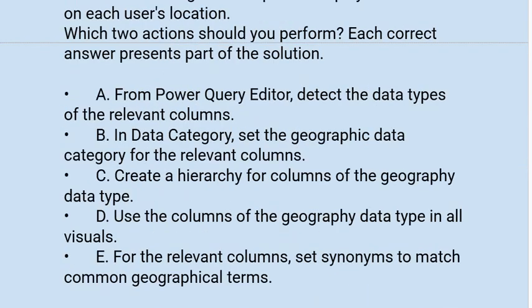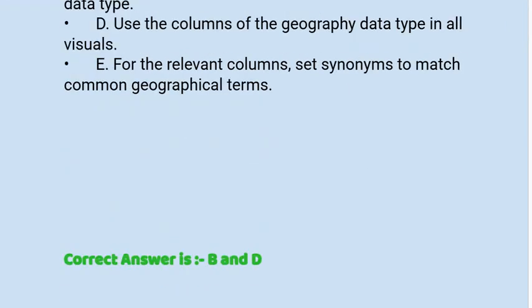Option A, from Power Query Editor, detect the data types of the relevant columns. Option B, in data category, set the geographic data category for the relevant columns. Option C, create a hierarchy for columns of the geography data type. Option D, use the columns of the geography data type in all visuals. Option E, for the relevant columns, set synonyms to each common geographical terms. Correct answer is option B and option D.